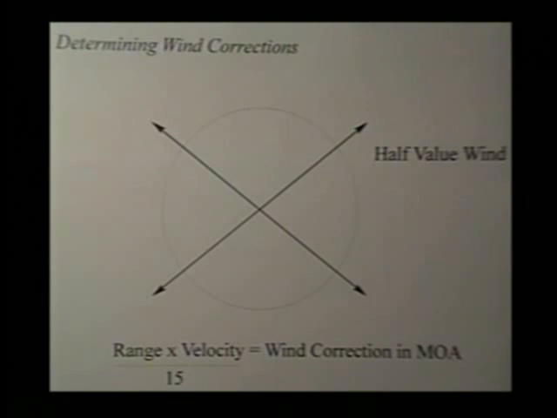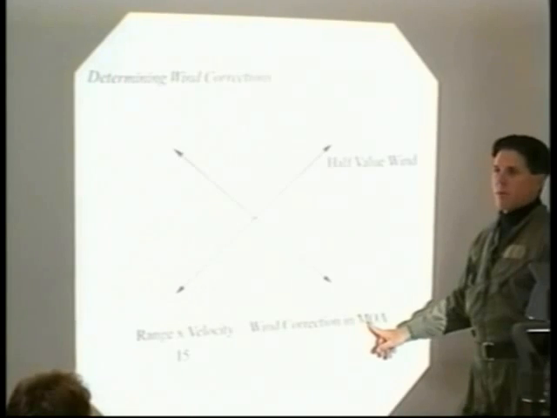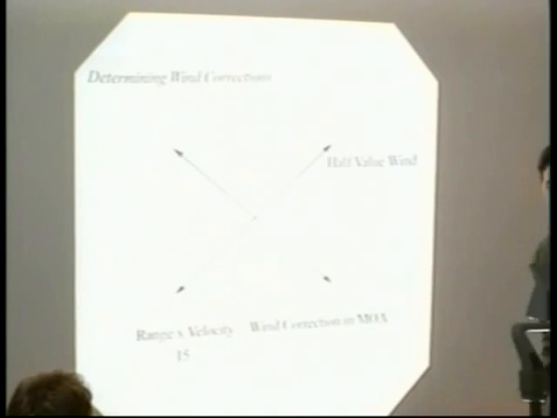So doing the same calculation, if I had 600 yards for range, 10 miles an hour wind, we're looking at 60 divided by 15, what is my minute of angle correction? Mike, what's my correction for that? 4. Okay, so I need to go ahead and move my sights 4 minutes of angle. In our case, 16 clicks if we're doing quarter minute.